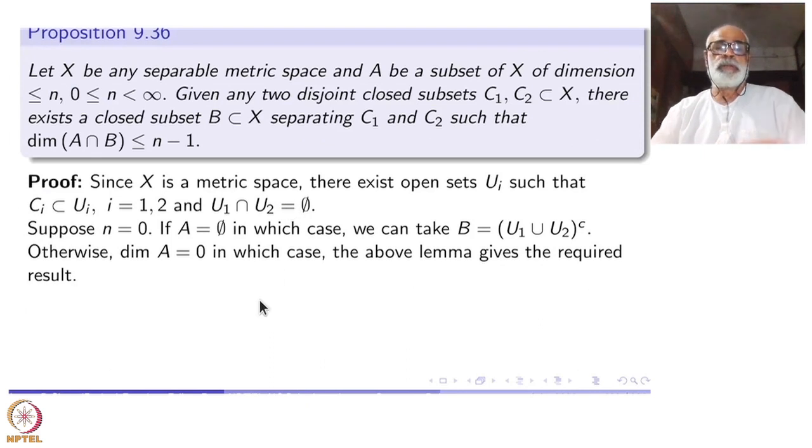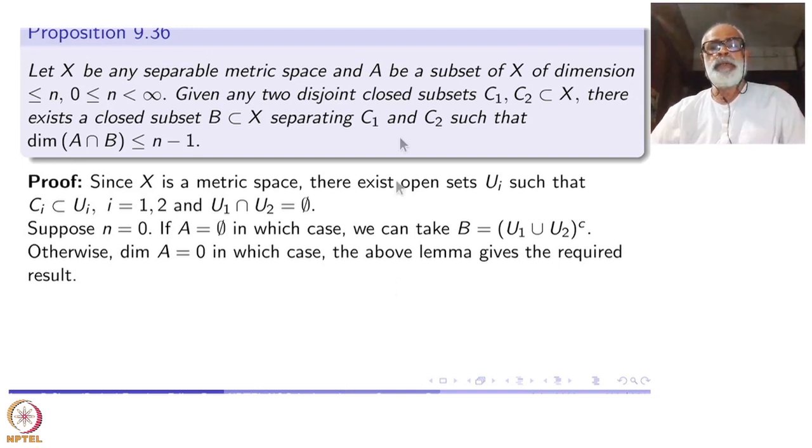Now we can state a more pliable and easy to remember statement. Start with any separable metric space, take a subset A of dimension less than or equal to n, where n itself is finite. Of course, I assume n is bigger than or equal to 0, because if A is empty, there is no statement. Those things we have seen already.